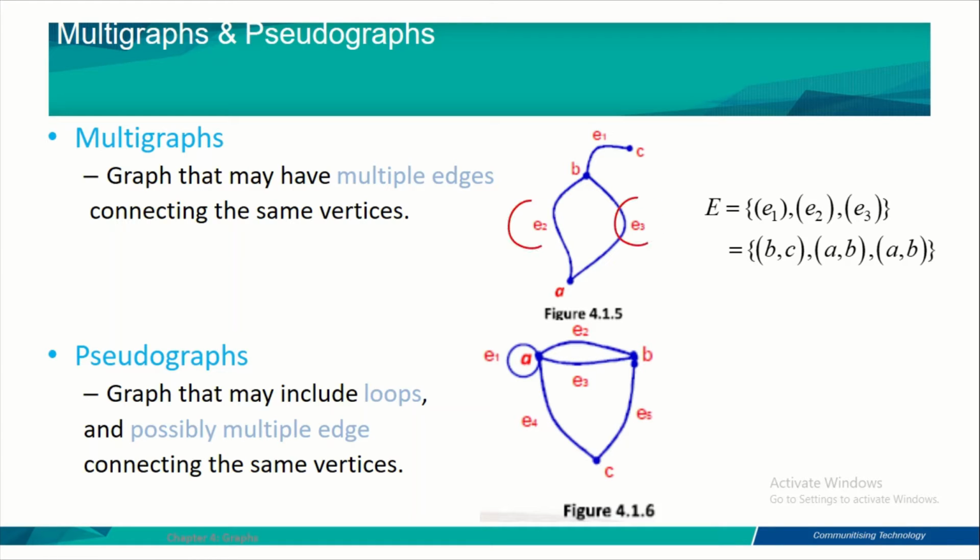Next is the pseudograph. A pseudograph may include loops and possibly multiple edges connecting the same vertices. We can see in figure 4.1.6, we have a loop at the point A, and between the points A and B, we have the multiple edges which are E2 and E3.